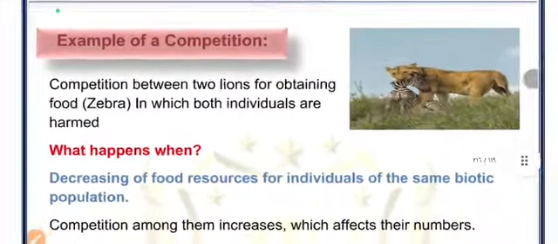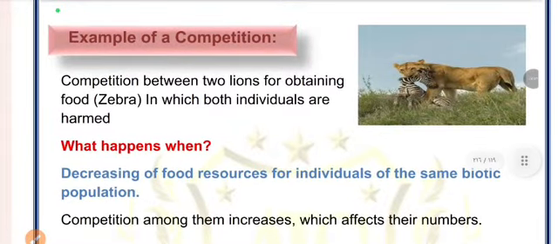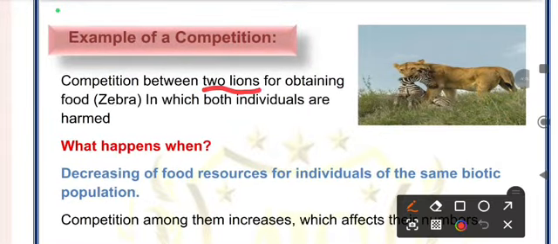Examples for competition, like competition between two lions. They compete for obtaining a zebra. The two individuals here are harmed. So in competition, the two individuals are harmed. Predation, one benefits, one harmed. Competition, two harmed. Okay?